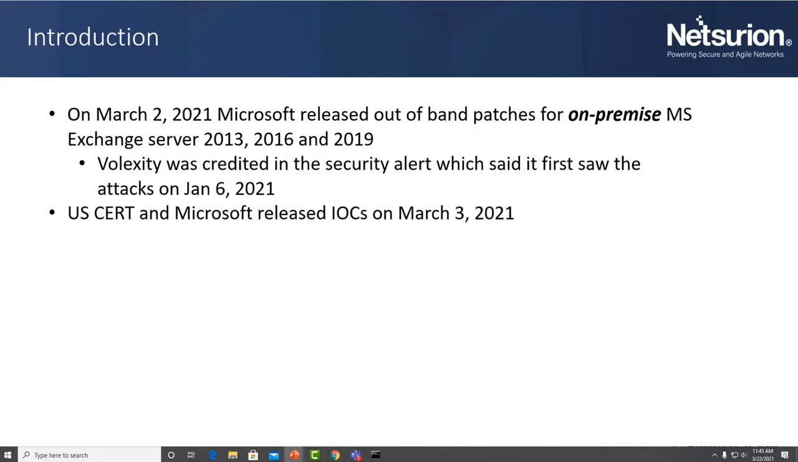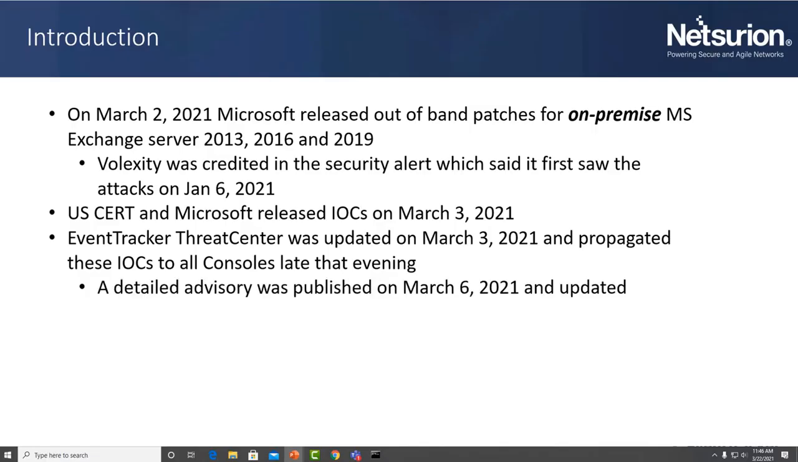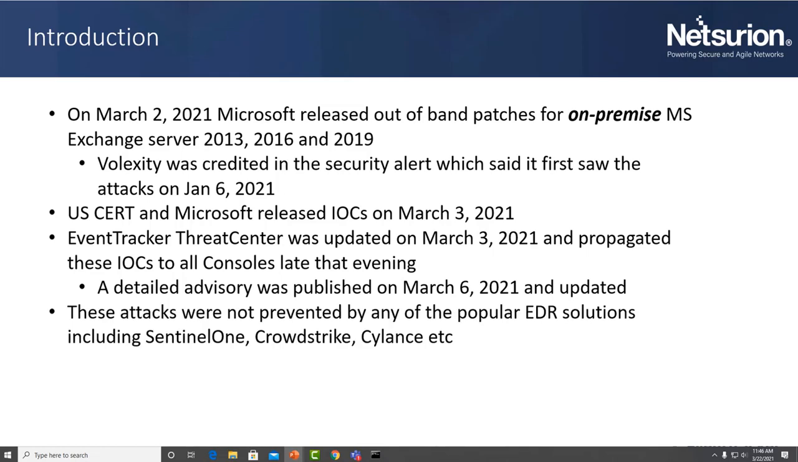In the release, Microsoft noted that the security alert was reported by Volexity earlier on Jan the 6th of this year. A day later, Microsoft and US CERT released indicators of compromise, which of course we updated our threat intelligence platform called Threat Center with and propagated it to all consoles late that evening. We also published a detailed advisory that's available to you on my.netsurian.com, and we've updated that.